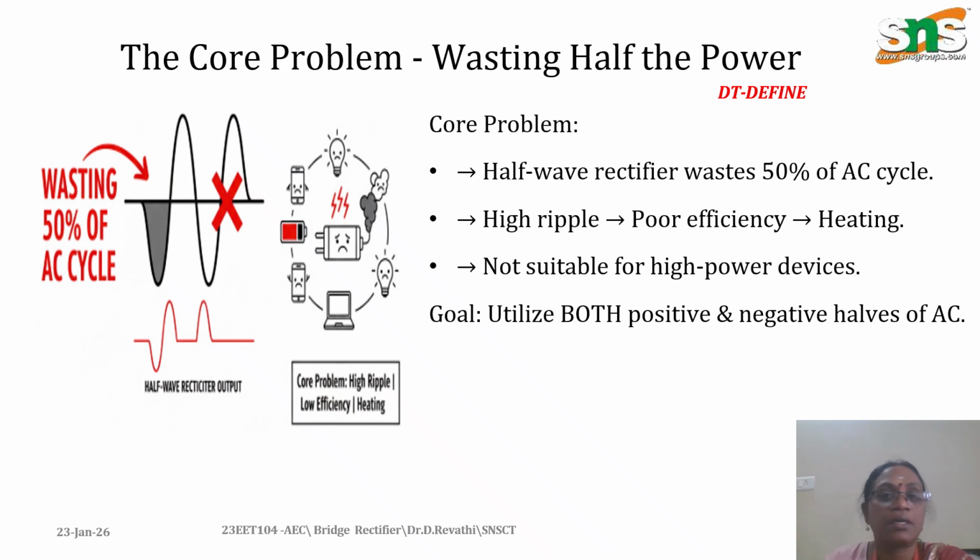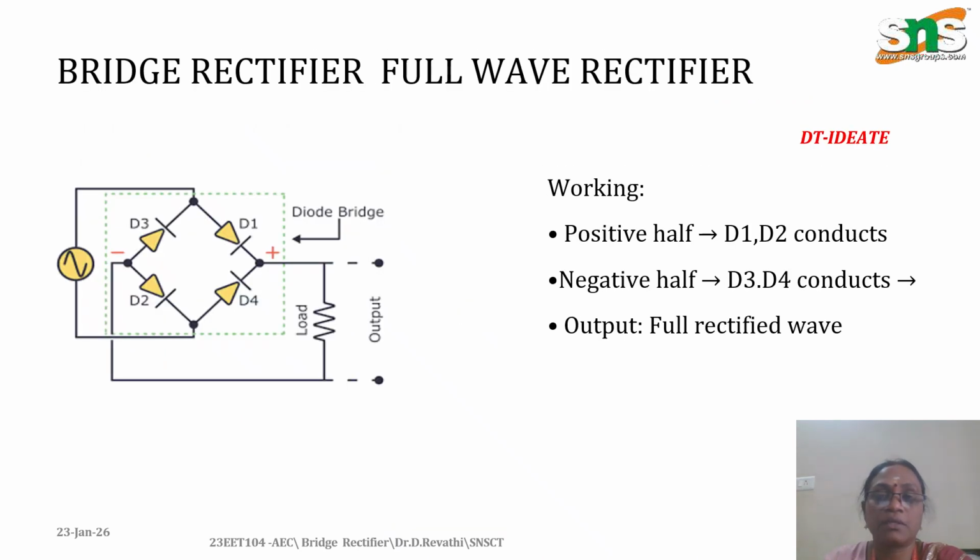Based on this problem, we give the solution. So we go for the bridge rectifier to ideate a solution for these particular problems. As I already told you, four diodes are used to convert the AC supply into a DC supply. From the input we give the AC supply, shown in the diagram as the yellow circle, where we draw the AC symbol. We give the AC input, and the load is connected as a resistance. We know that the resistor output is DC only.